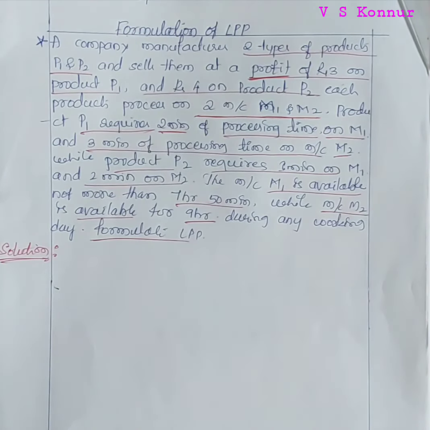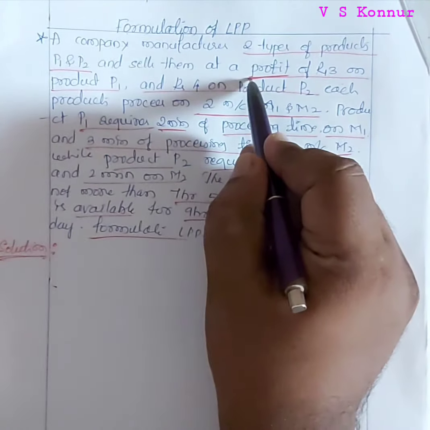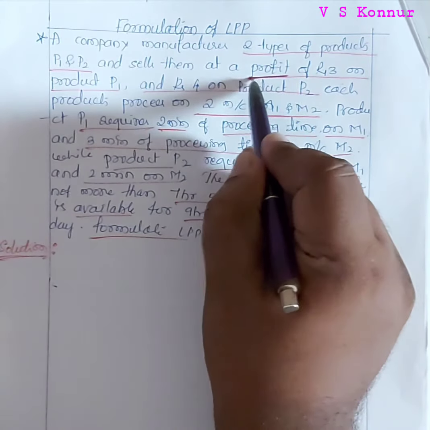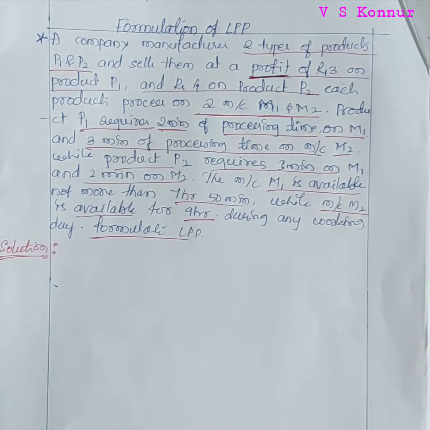Formulate the linear programming problem. Now in this problem we have to find out which type of problem it is, that is maximization or minimization. First you have to study that. Now in this problem it is profit based. When profit comes in the problem, that is called a maximization problem. If there is a profit in the problem, then that is called maximization of the problem. The objective function should be of maximization.